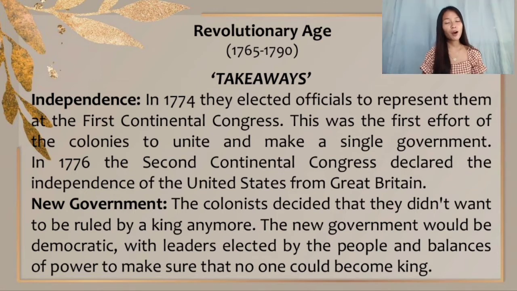Last will be the new government. The new government of the United States was different from the government of the colonists' homeland, which is Great Britain. They decided that they didn't want to be ruled by a king anymore. They wanted a government that was ruled by the people. The new government would be a democratic government with leaders elected by the people and balances of power to make sure that no one could become king.